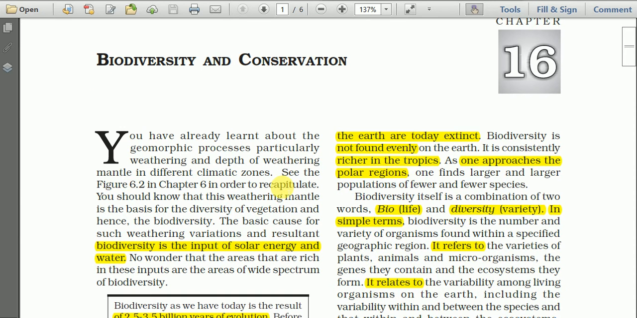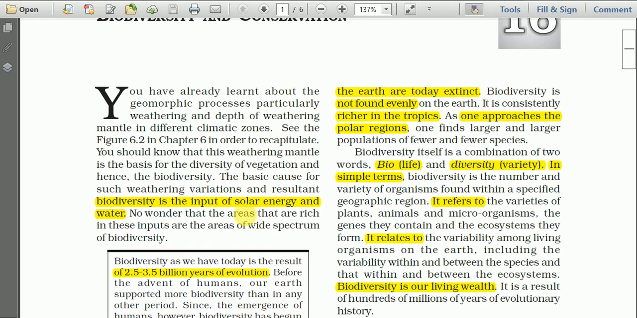So biodiversity, as you have learned earlier, refers to the variety of life found in a place on earth, or often the total variety of life on the earth. It refers to the variety of life found on the surface of the earth. And biodiversity is the resultant input of solar energy and water. Biodiversity is because of solar energy and water.